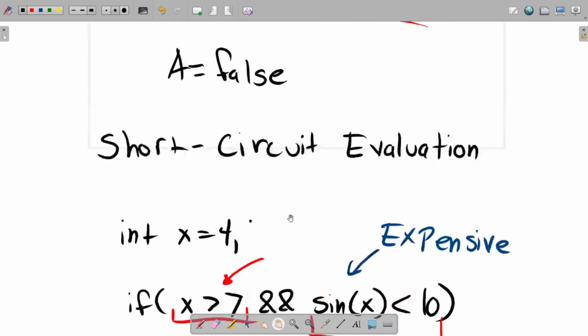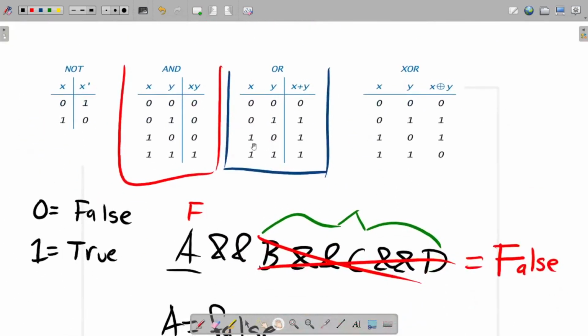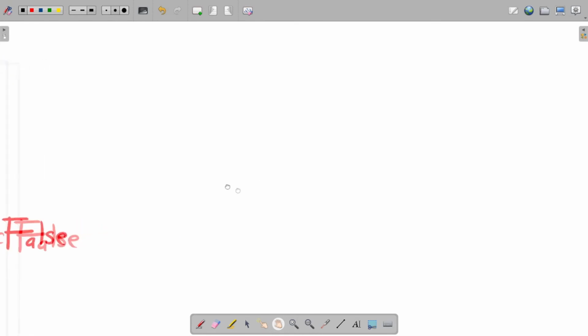And AND has this, OR does as well. We'll have to scroll back up here for a moment. Whereas AND was only true 1 out of the 4 cases, only true when both parts were true, which meant that it's false most of the time, so we'll stop evaluating early if it's false. We can do the same thing with OR, because OR is true unless both parts are false.